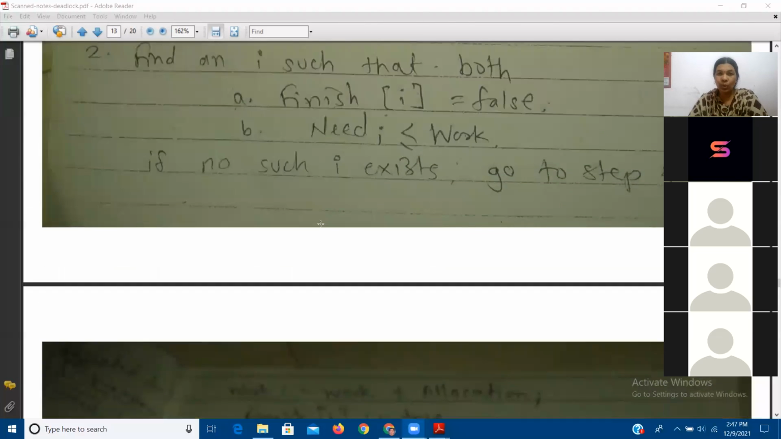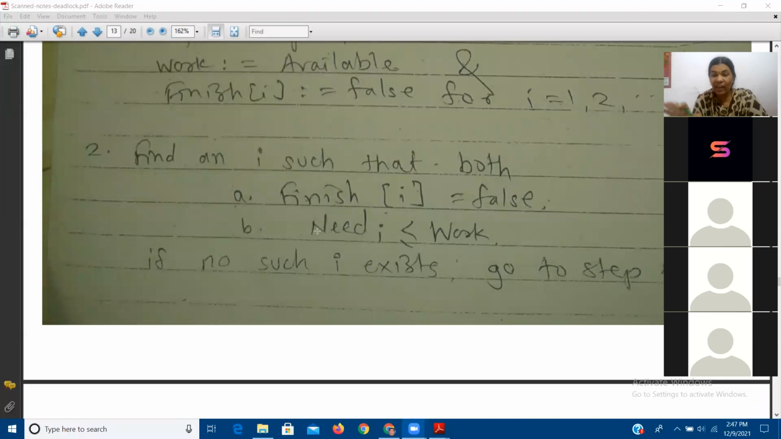Again go to step 2. Now work is 10. So you have to find an I such that need of I is less than work. And by default we are able to choose the process P2 whose need is 7, which is less than 10. Right? And from that 10 we are allocating 7 to process P2. Now process P2 has a total of 9.